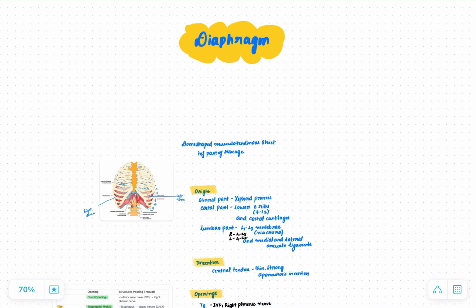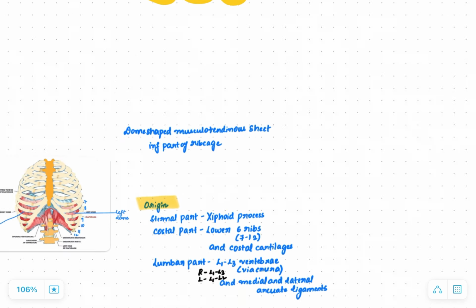Hello everyone, in this video we are going to discuss the diaphragm. First is the thoracic diaphragm. Apart from the thoracic diaphragm, there are other diaphragms in the body like the pelvic diaphragm, cervical diaphragm, and urogenital diaphragm. Today we are going to discuss the thoracic diaphragm. Diaphragm is nothing but a partition. What the thoracic diaphragm does is partition between the thoracic cavity and the abdominal cavity. So it acts like a partition.